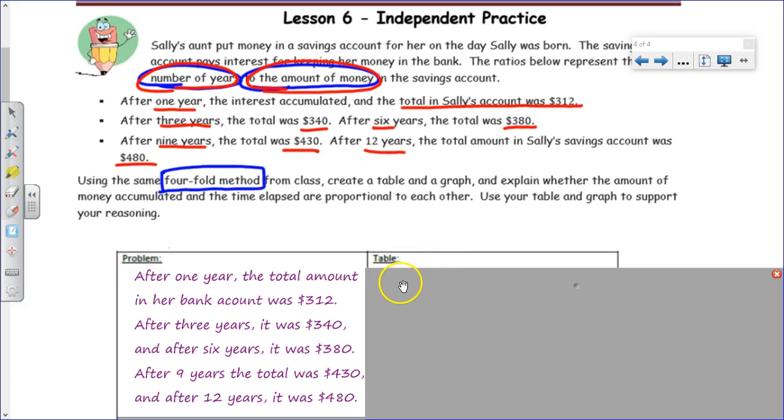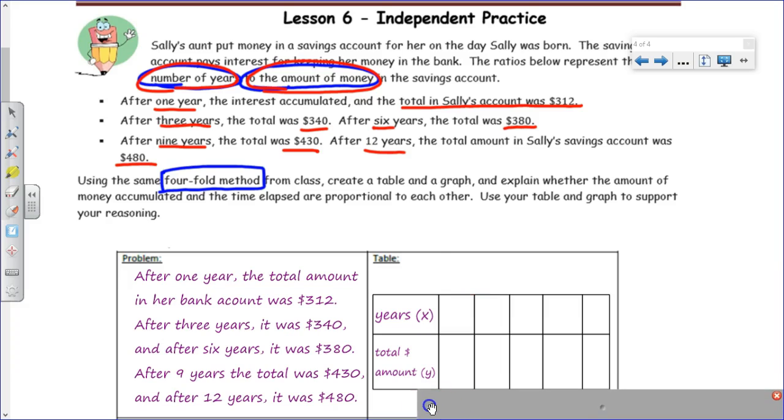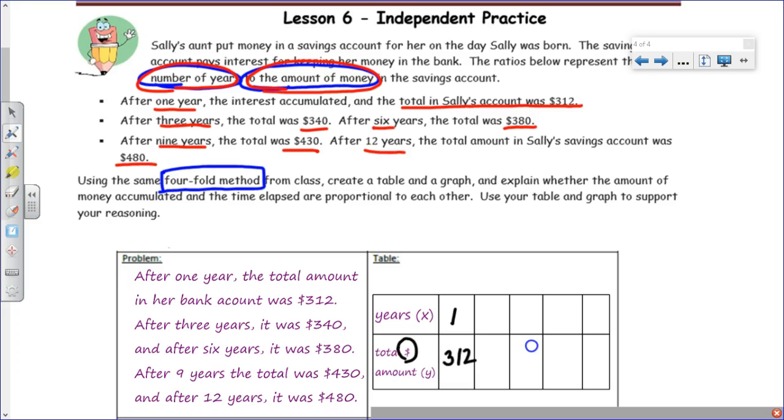Okay, moving on to the table. So you know that the table is going to be sort of an XY. Well, the years are what determines the total. So the years has to be our X, and the total amount has to be our Y. Now, how are we going to figure out how much money that goes with each year? So after 1 year, I can see that the amount was 312. Now, I already put the little dollar sign there, so that's why I can just put 312 without a label.